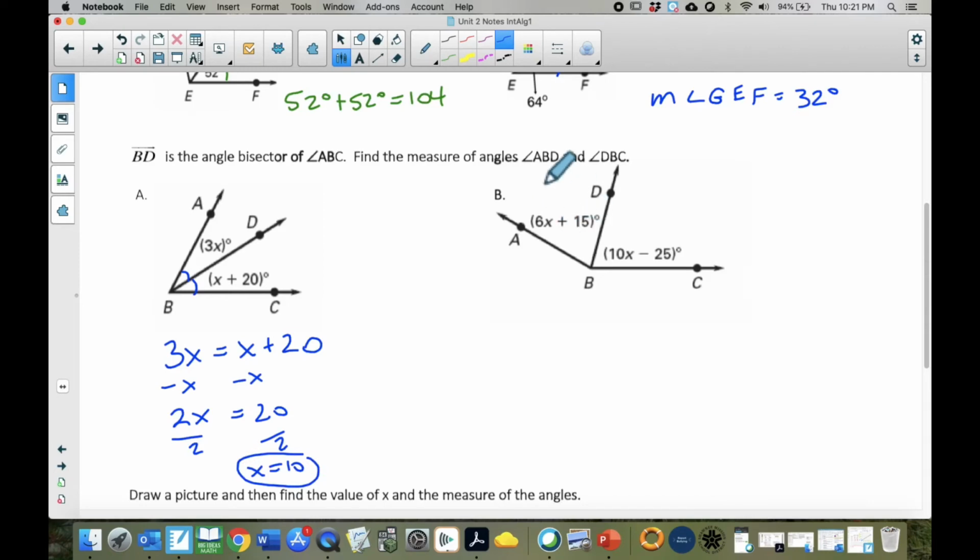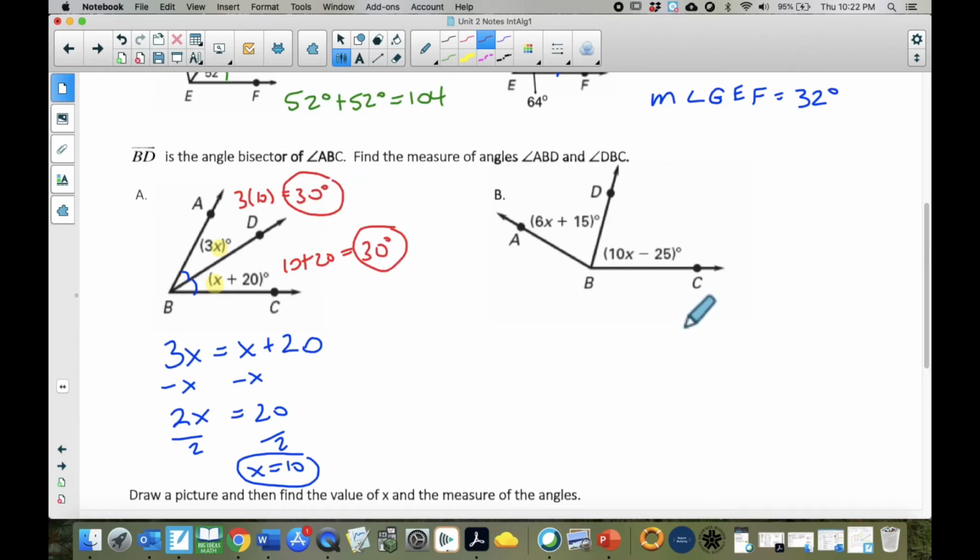If I go back to the question, it says find the measure of angles ABD, that's this one, and DBC, that's the other one. They should be equal. What we're going to do is we're going to take that 10 and plug it in for this x and plug it in for this x. And so when we do that, this is going to give us 3 times 10, which is 30. And this one's going to give us 10 plus 20, which is also 30. So each of these is 30 degrees.